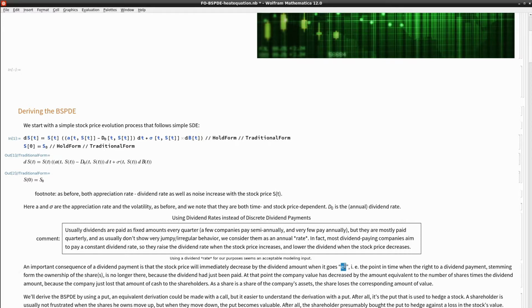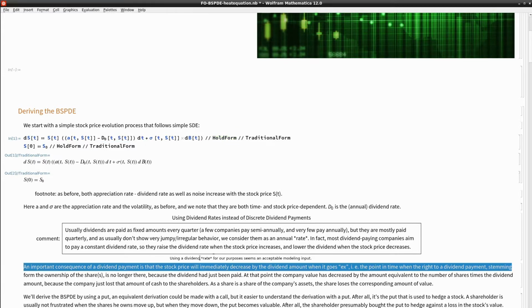The money goes out, and given that a share is really a share in the total assets of the company, that's why it's called a share, and the company now pays out millions in cash, then that means that the stock price decreases by an appropriate amount. And that means that we are subtracting the dividend rate here from the appreciation rate.